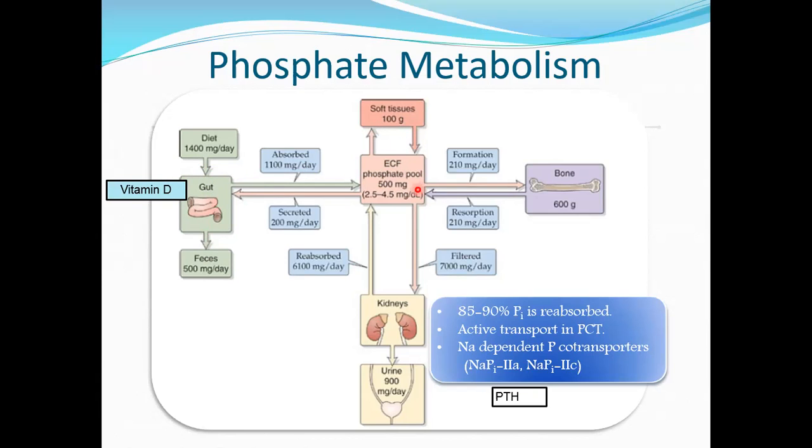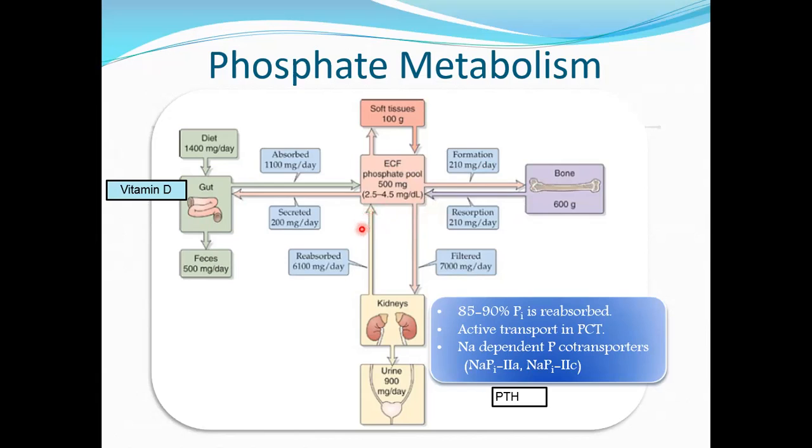From the ECF phosphate pool, 10 milligrams per day helps in bone formation, wherein there is 600 grams. So see, these are all in milligrams that we are studying, but here it is in grams. Can you see? Those phosphate stores are about 100 grams in soft tissues and 600 grams in the bone, right? Then that 210 milligrams per day, whatever enters from the ECF, is returned back to the ECF through resorption.